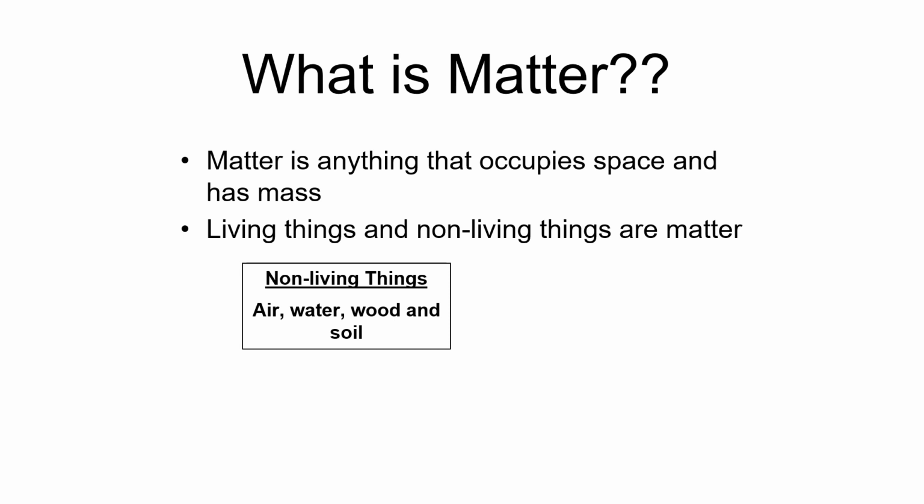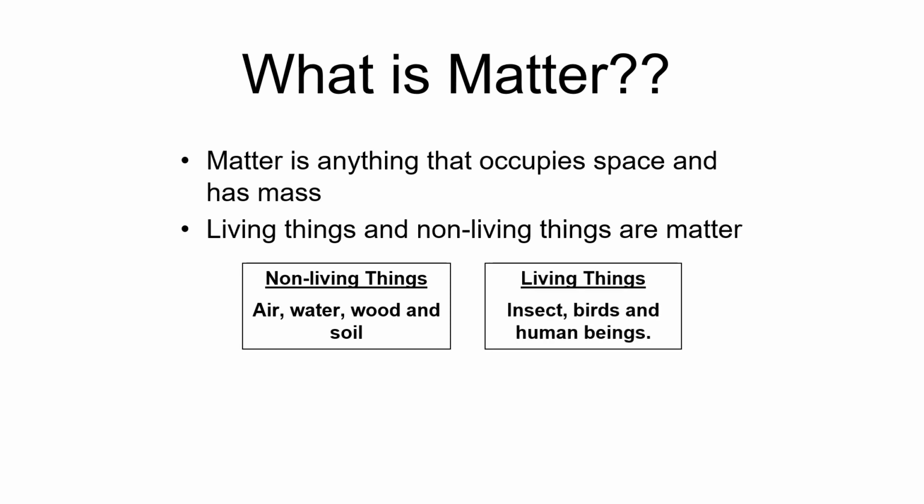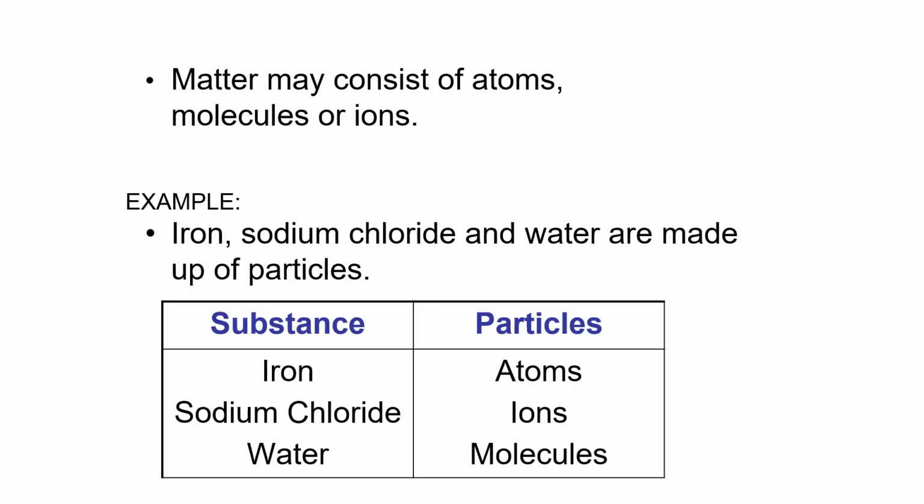Examples for non-living things are air, water, wood, and soil. Meanwhile, the examples for living things are insects, birds, and human beings. During our discussion throughout this chapter, basically we focus on matter in terms of atoms, molecules, or ions. They are called subatomic particles.